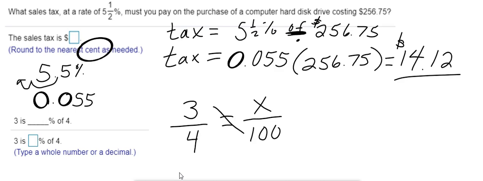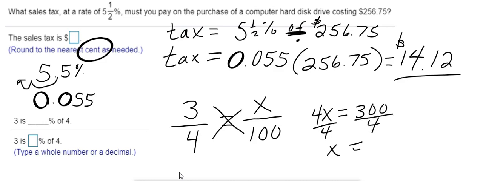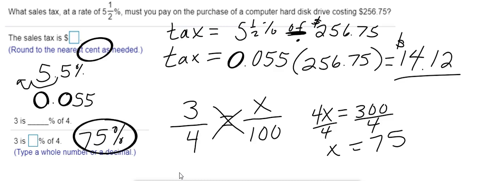So solving this proportion will give us our answer. Cross multiply, 4x equals 3 times 100. Divide both sides by 4. Get x equals 300 divided by 4 is 75. So 3 is 75% of 4. And that makes sense if you think about it. 3/4 is 75%. 3 is 75% of 4.